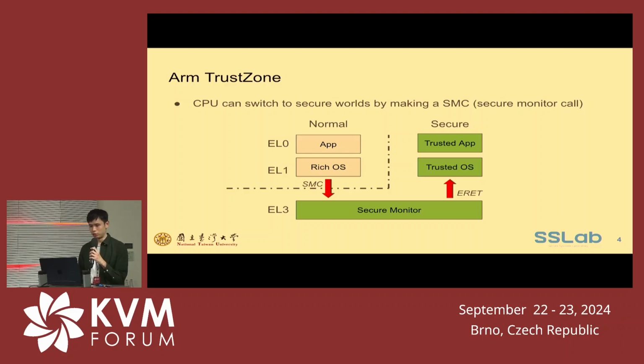To manage the world switching, TrustZone relies on the secure monitor in EL3. When an application in the normal world needs to interact with a trusted application in the secure world, the CPU will generate a secure monitor call to trap to EL3. Then the secure monitor in EL3 performs the world switch to prepare the context for the secure world. Then the CPU can enter the secure world by generating an exception return, and execute the corresponding trusted applications.